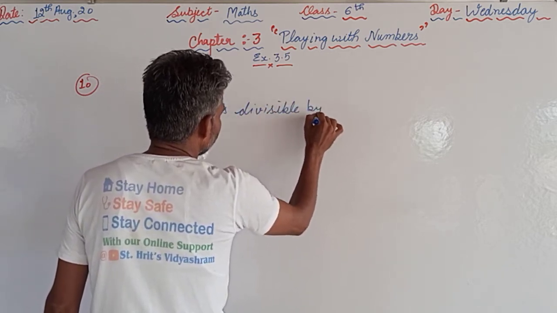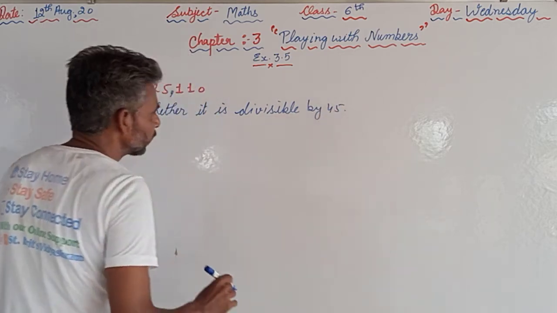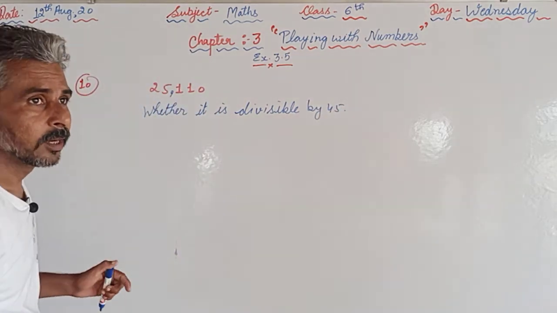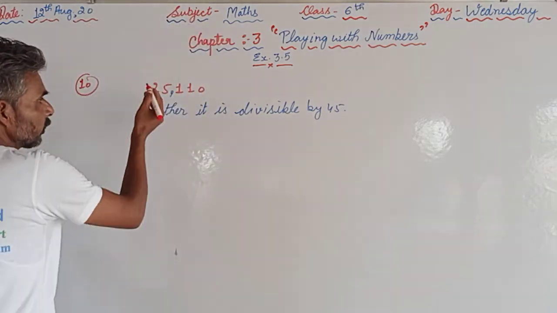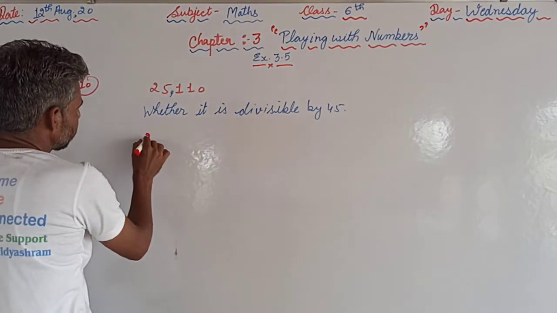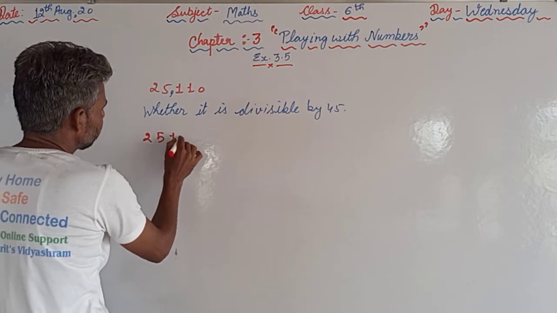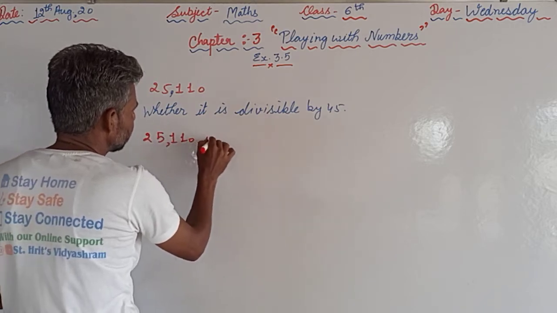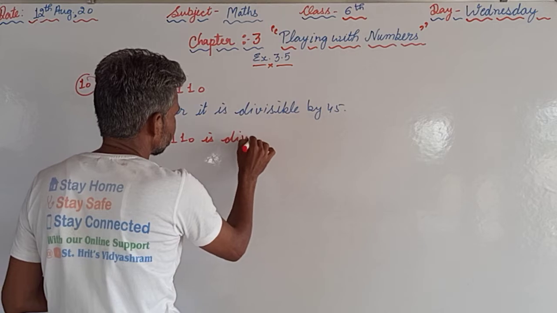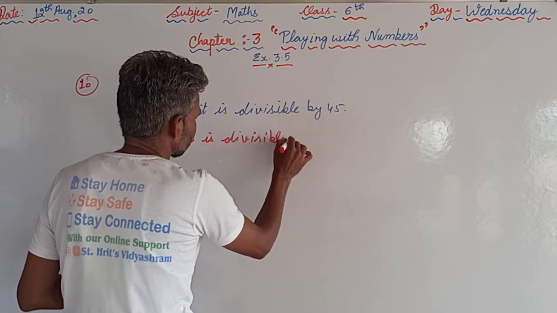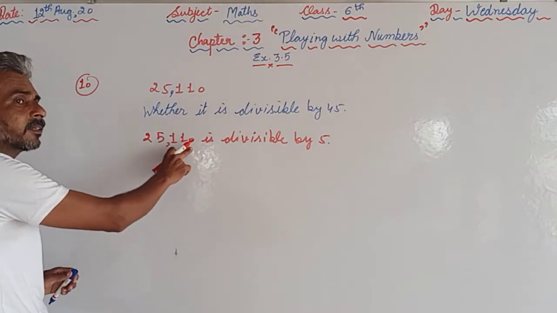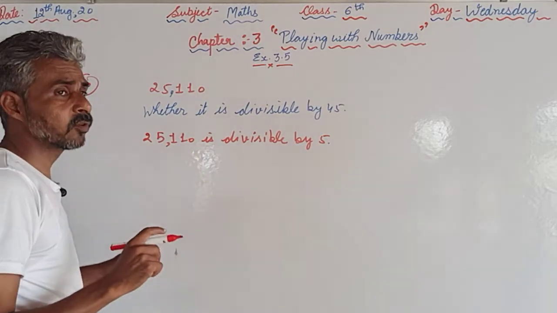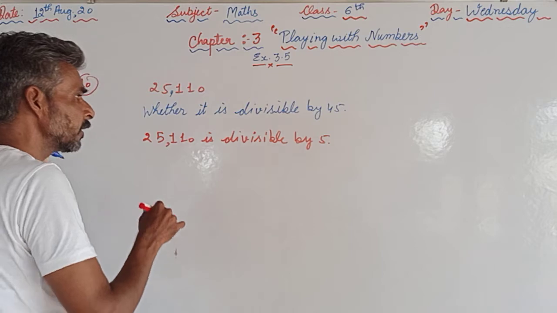We have to check whether it is divisible by 45 or not. So directly we don't know the divisibility rule of 45. We will check for 5. So this number 25,110 is divisible by 5. Why? Because at the ones place there is 0. If at the ones place there is 0 or 5, then the number is divisible by 5.